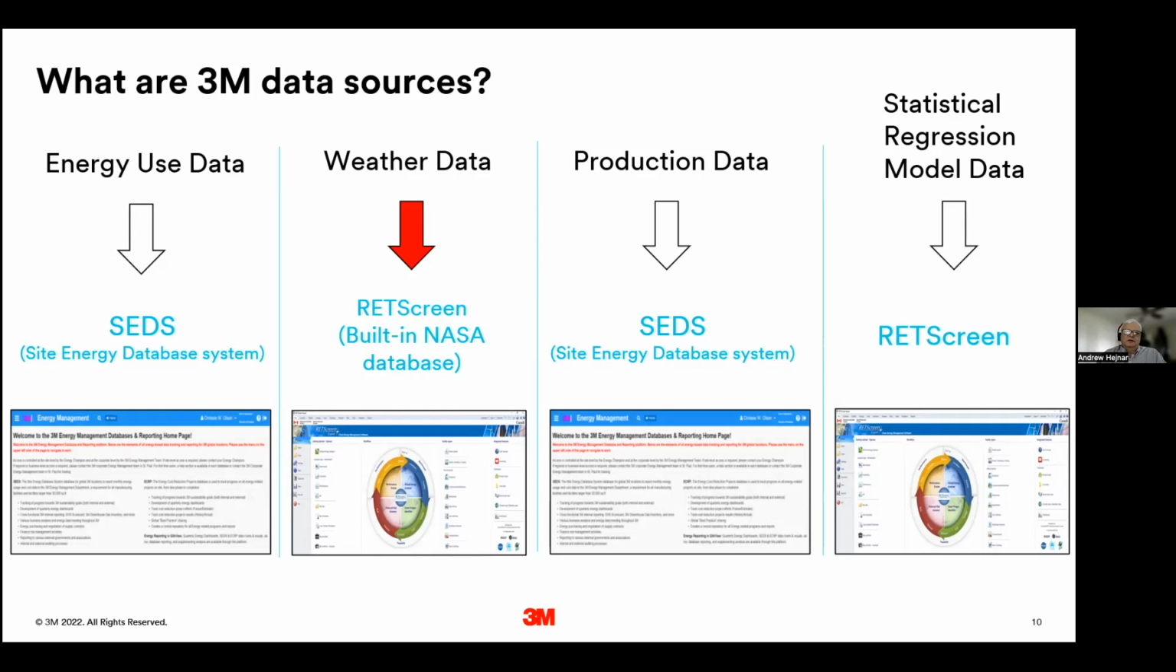The outside, our company data, if you will, weather data, that's a built-in NASA database in RETScreen. We use it a lot for our analysis as well. Production data is also entered into the site energy database system, and statistical regression model data is coming from RETScreen itself.